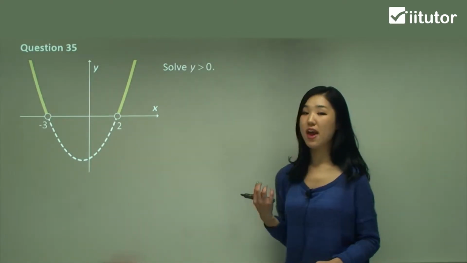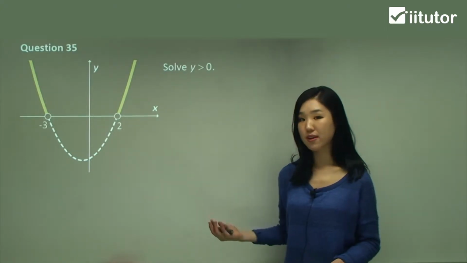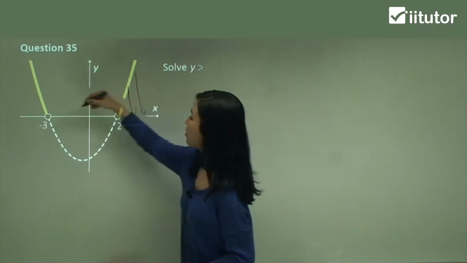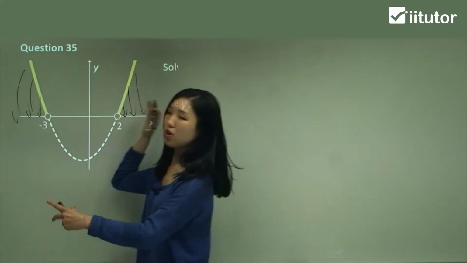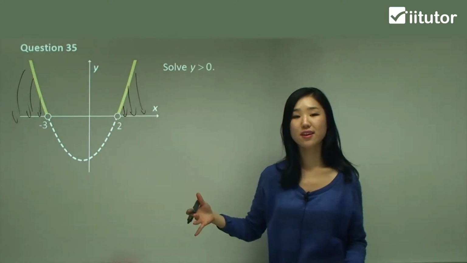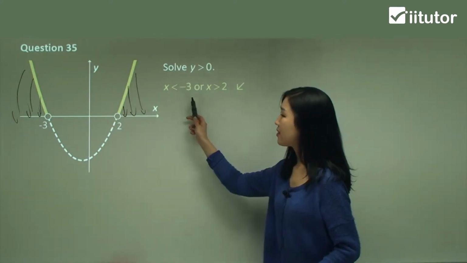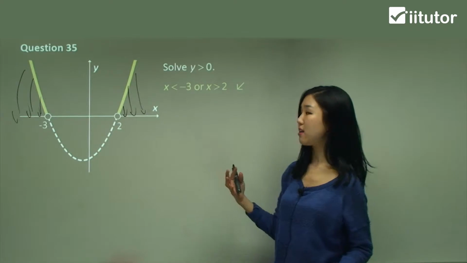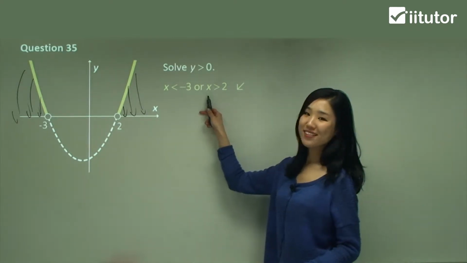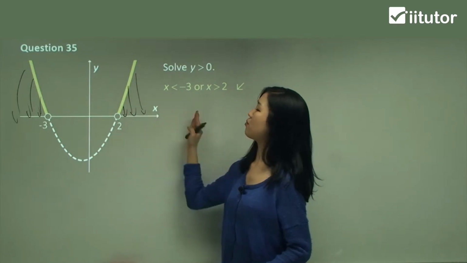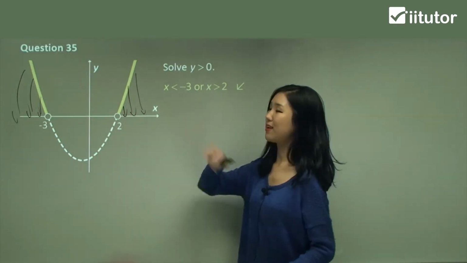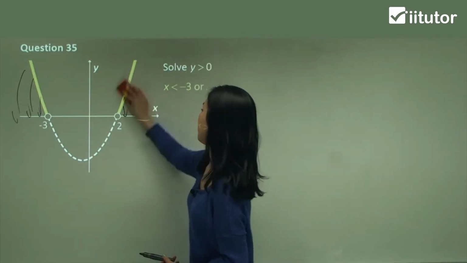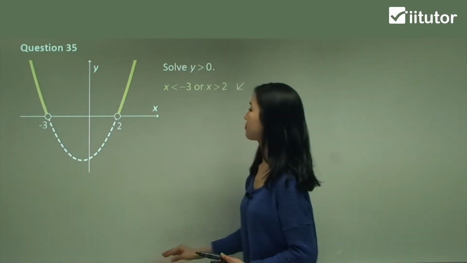So if I want to solve for the x values where y is greater than 0, it's going to be all these parts, on and on. So we have two separate inequalities. x is less than -3, so all these parts represent the values of x which are less than -3, and x is greater than 2, so all these parts which are greater than 2. So we have two separate inequalities for y greater than 0. It's very simple. That's the first question. Let's try another one.